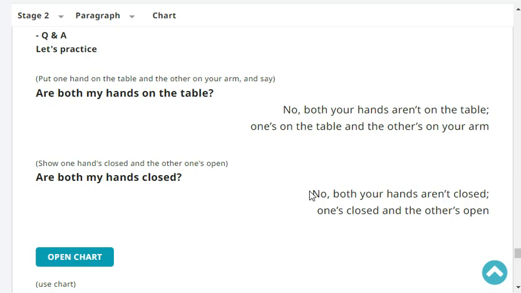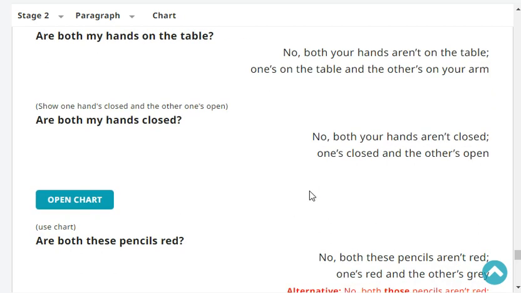One's on the table and the other's on your arm. Very good. Are both my hands closed? No, both your hands aren't closed. One's closed and the other's open. Very good.